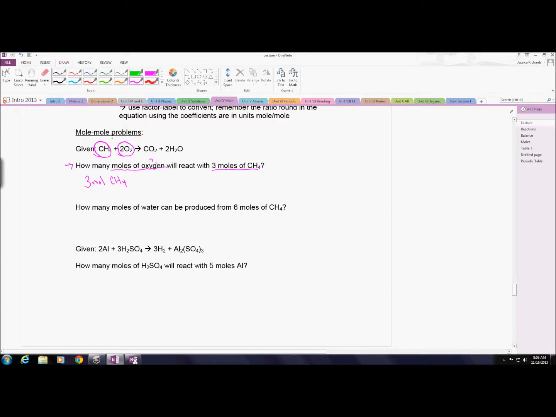The units that I have in my equation are moles, so I can use the equation to switch. My equation says 1 mole of CH4, so I'm going to put 1 mole of CH4 on the bottom because I want the CH4 to cancel. My equation says 2 moles of oxygen, so I put 2 moles of oxygen on the top because that's the compound I'm trying to switch to. Moles of CH4 will cancel.